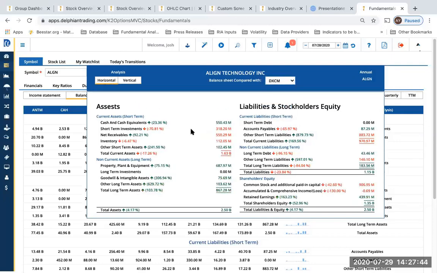So from an asset standpoint, ALGN has more cash, 23% more cash than DXCM, and the short-term investments are less. And for net receivables, they are yet to get a lot more money in the next 12 months. Likewise, they have more plants and are equipped for growth, equipped to scale. And whenever you see goodwill, it means this company has done many more acquisitions than DXCM. That means ALGN is scaling fast and growing fast.